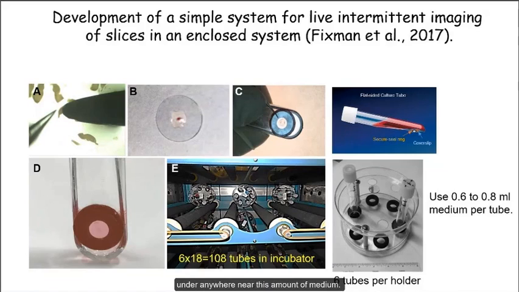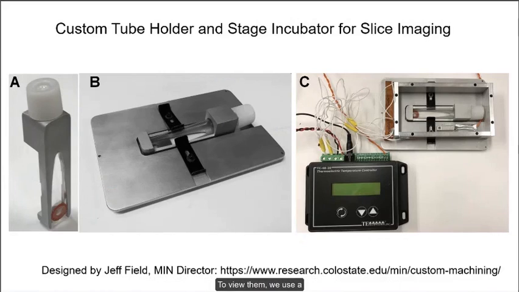They're not cultured under anywhere near this amount of medium. We use a few hundred microliters, maybe 600 or 800 microliters to just cover the slice. When these are tilted in an incubator, in a roller tube apparatus, they're at about 5 degrees, and the culture medium is in the back of the tube. As the tube rotates, the medium covers the slice and then uncovers the slice as it goes up and around. About every 10 minutes they rotate, and they're well aerated, and the slices stay alive.